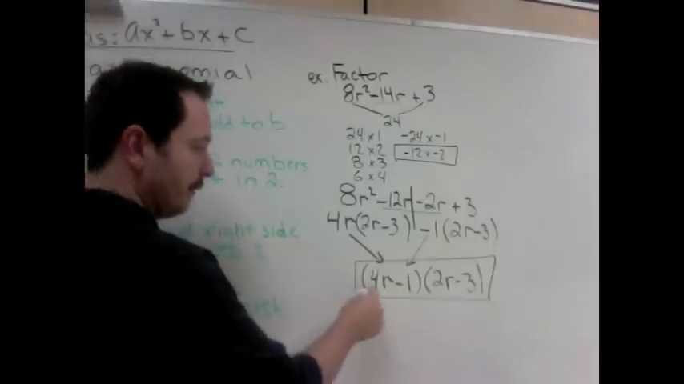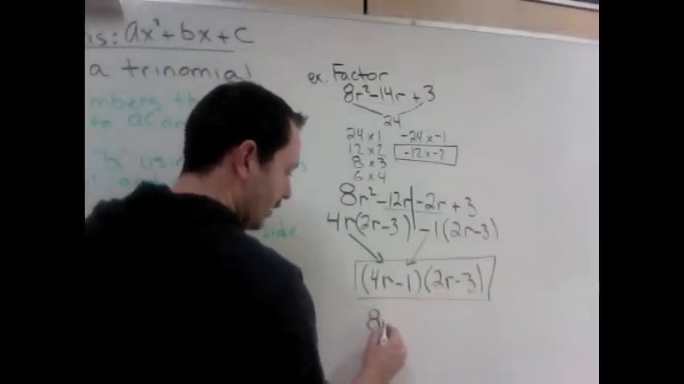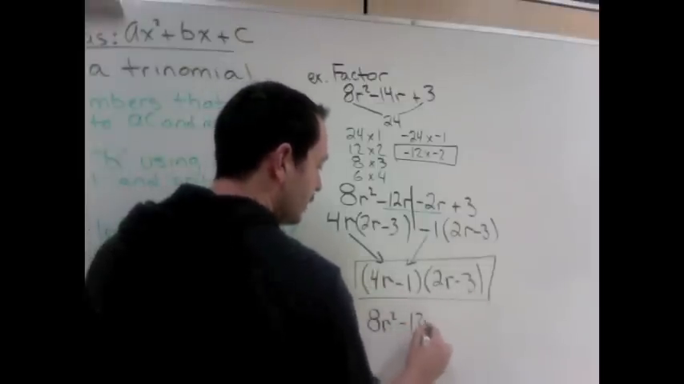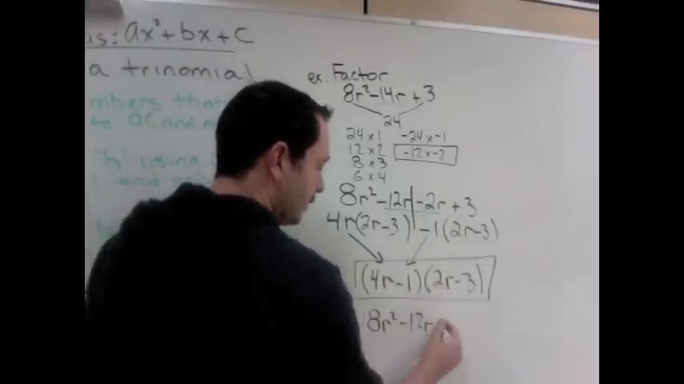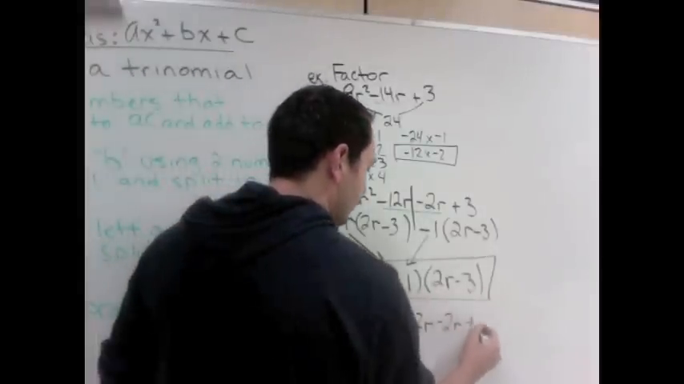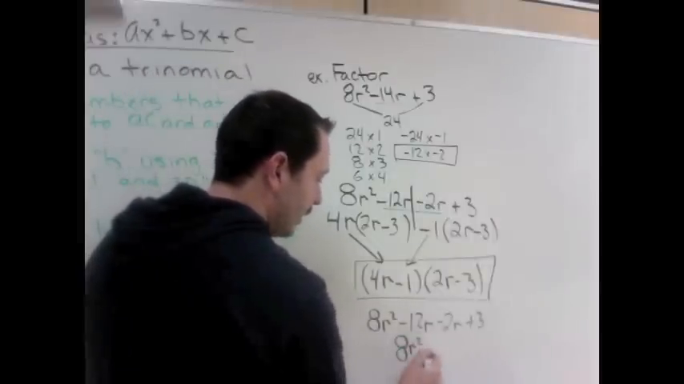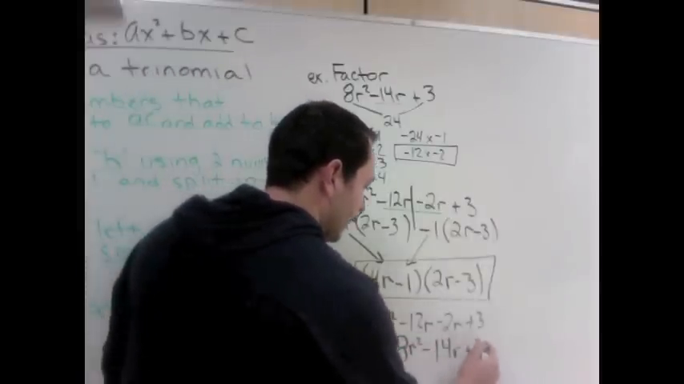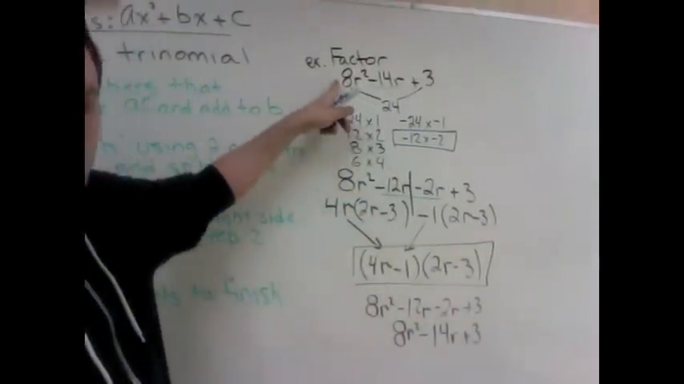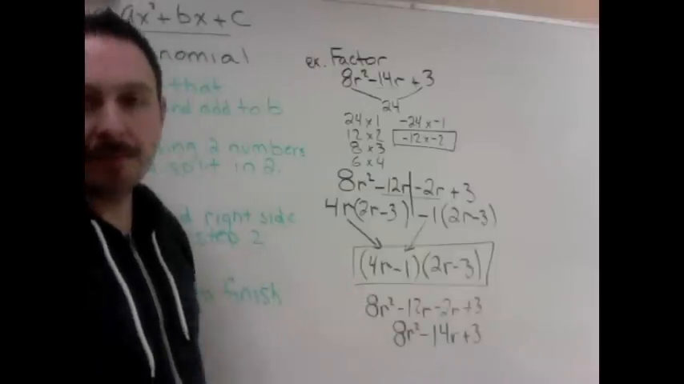It's our FOIL. 4r times 2r, 4 times 2 is 8, r times r is r squared, so we get 8r squared. Now the O of FOIL, 4r times negative 3 is minus 12r's. Insides, minus 1 times 2 is minus 2r. And the last, minus 1 times minus 3 is plus 3. So I get 8r squared, collect my r's, minus 14r plus 3. So hopefully you can see I made it back to where I started. So factoring is undone by FOIL.